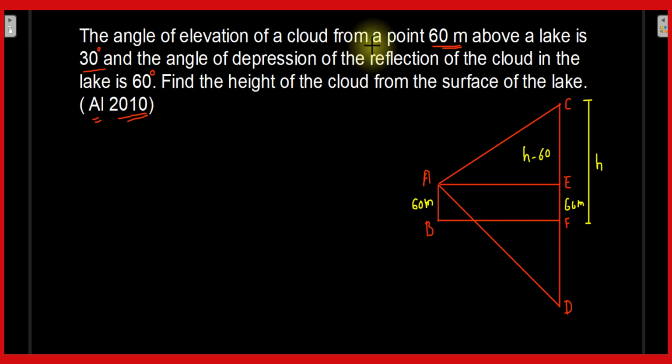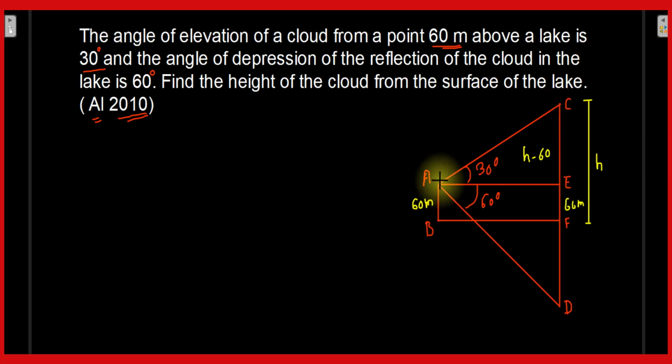Let C be the cloud. The angle of elevation of the cloud from a point A, 60 meter above the lake, is given as 30 degrees. So this angle is 30 degrees. The reflection of the cloud is point D, and the angle of depression from point A of the reflection of the cloud is 60 degree. So this angle is 60 degree, and we have to find the height of the cloud from the surface of the lake. That only we have to find.